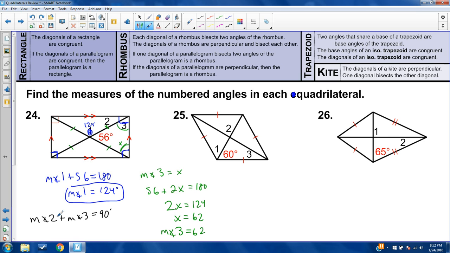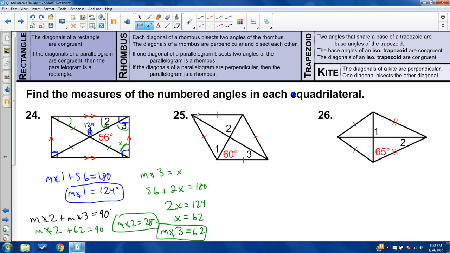Okay, so these are complementary here, so the measure of angle 2 plus 62 degrees equals 90. Therefore, the measure of angle 2 is 28 degrees. And those are your 3 right there. You could have done the measure of angle 2 in the same way, with isosceles triangles, only now this would have been 124. So unless I'm missing something, go the isosceles triangle route. That's what you're going to have to do.